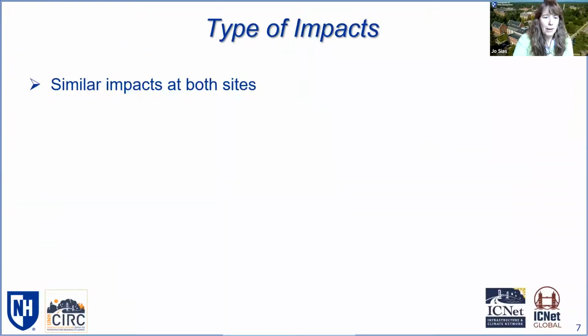So the type of impacts at both sites are similar. Neither site really is at significant risk of washout from moving water, mostly because of the orientation of the roadways with respect to the coastline. Water would be flowing down the roadway and not necessarily across the roadway where you get a lot of the washout action happening.